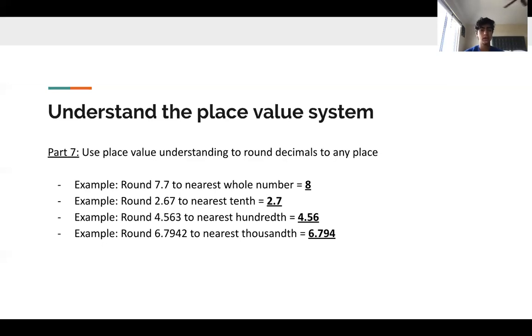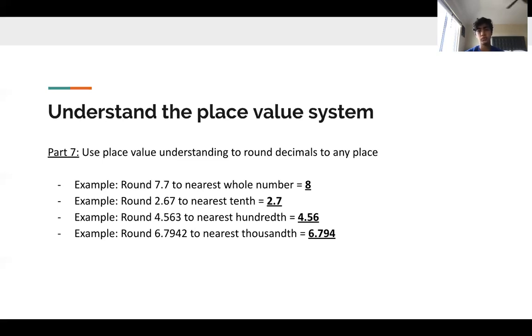Pretty simple. Now let's say we have to round to the nearest tenth. We have 2.67. We look at the 67, right? And 67 is greater than 50, right? In this case, we're looking at 50 and above. So 67 is greater than 50, so you round up to 2.7, right? And that's rounding to the nearest tenth. Let's go ahead and round to the nearest hundredth. Let's say we have 4.563. Well, 4.563, so we look at the 3, and we know that the 3, unfortunately, is not higher than 5.